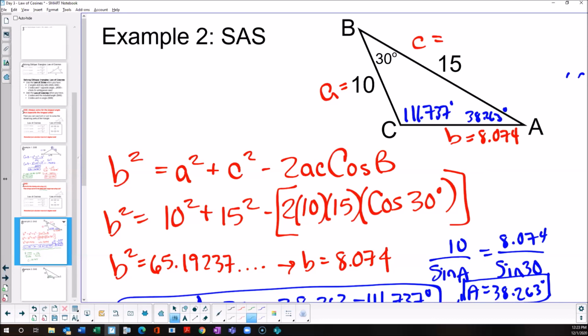Okay, so it looks like a lot of work, but it's really pretty straightforward. It's not so bad.